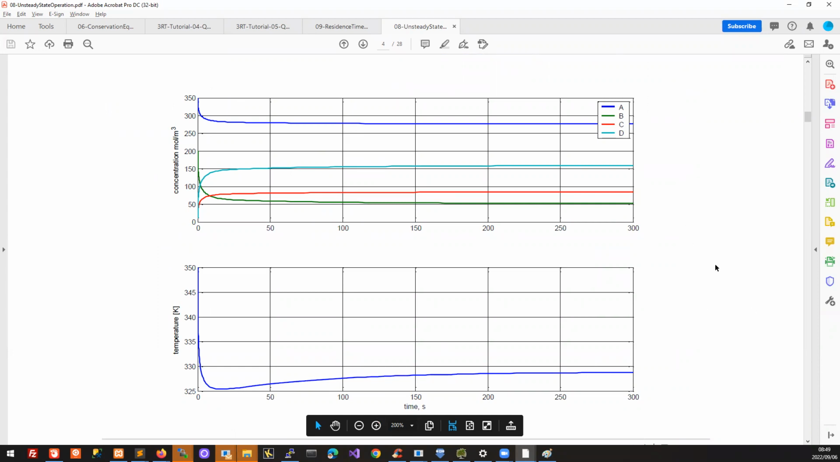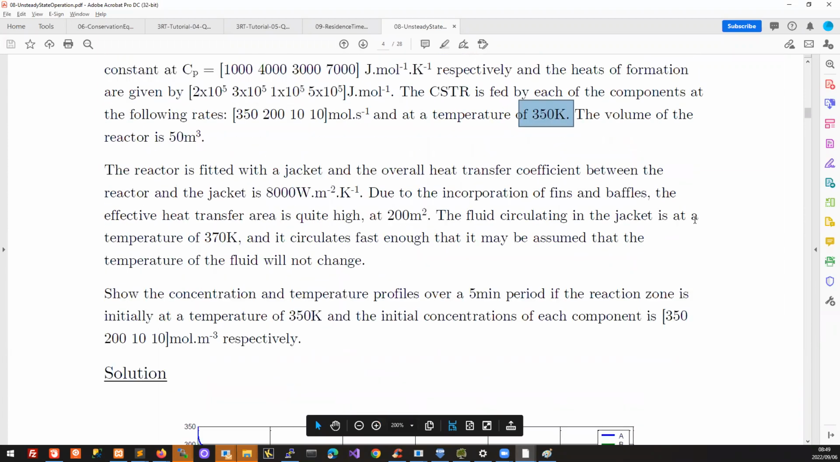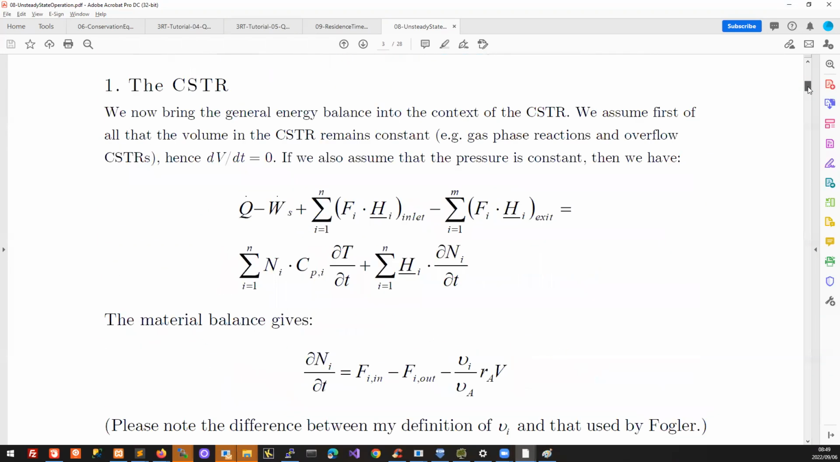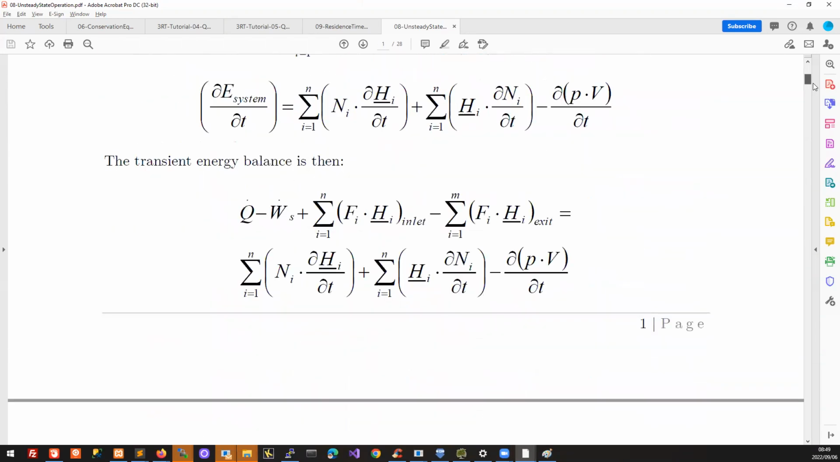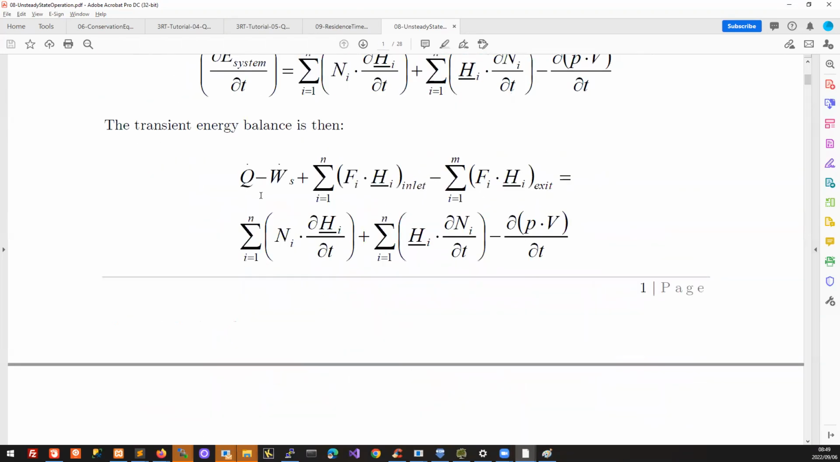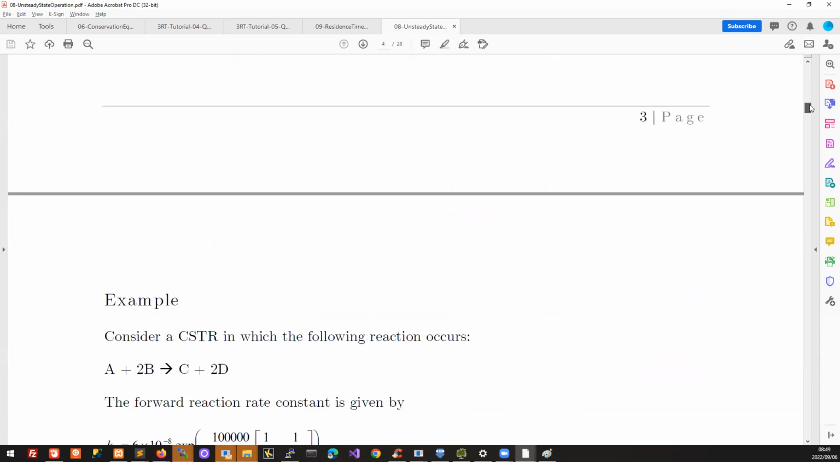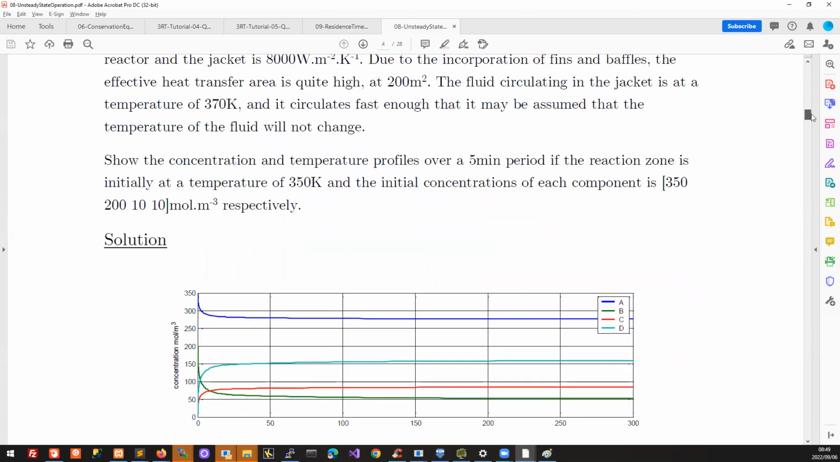So you can model these kinds of transition events. You can simulate them. And all it takes is for us to update our energy balance. That's, in essence, all you have to add to our unsteady state energy balance. Okay, so work through that example.